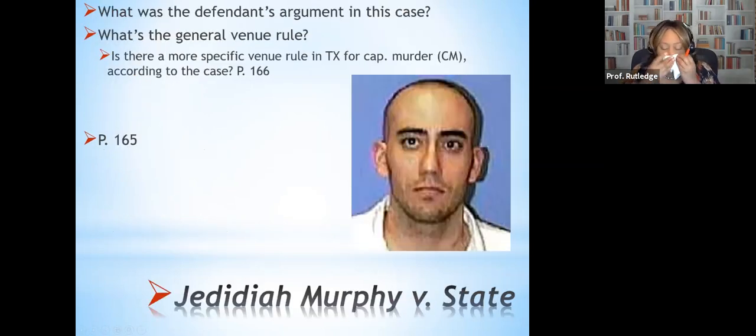So let's look at our first case, Jedediah Isaac Murphy v. State. This awful person killed basically someone's grandma. I believe they met at a bar, and he tried to get a ride or give a ride. Let me see if I can see if they actually tell us where it happened. But it all started in a bar.